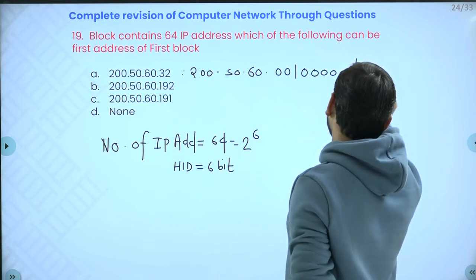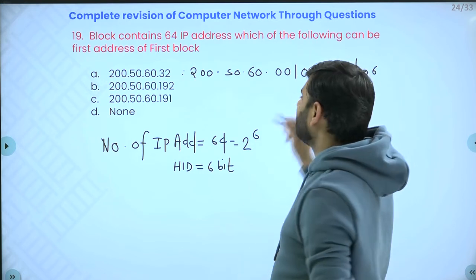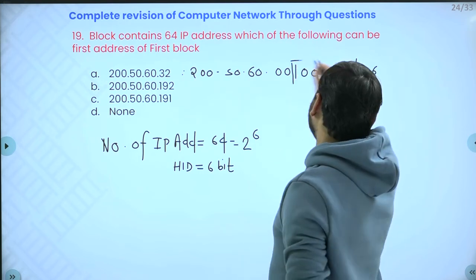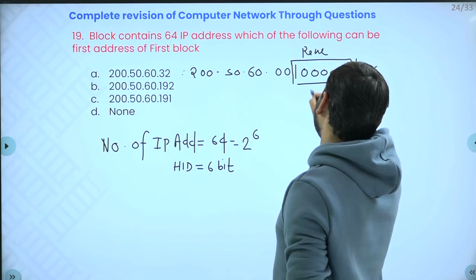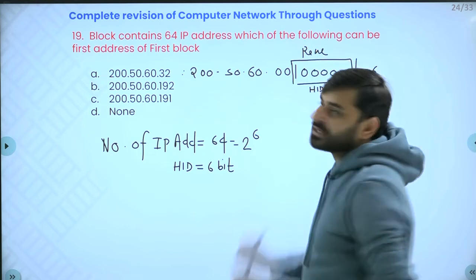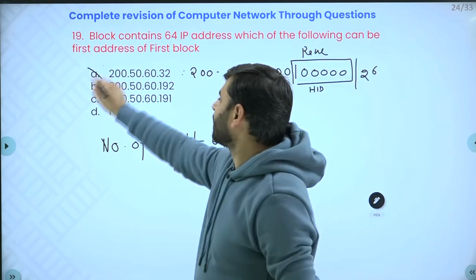If I divide by 2 power 6, the last 6 bits represent the remainder, or we can say the host ID, but all the host ID bits are not 0. So this option cannot be correct.